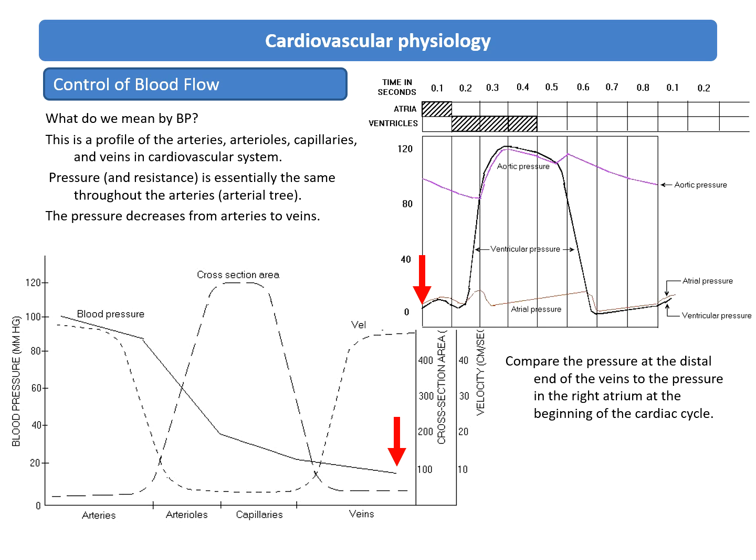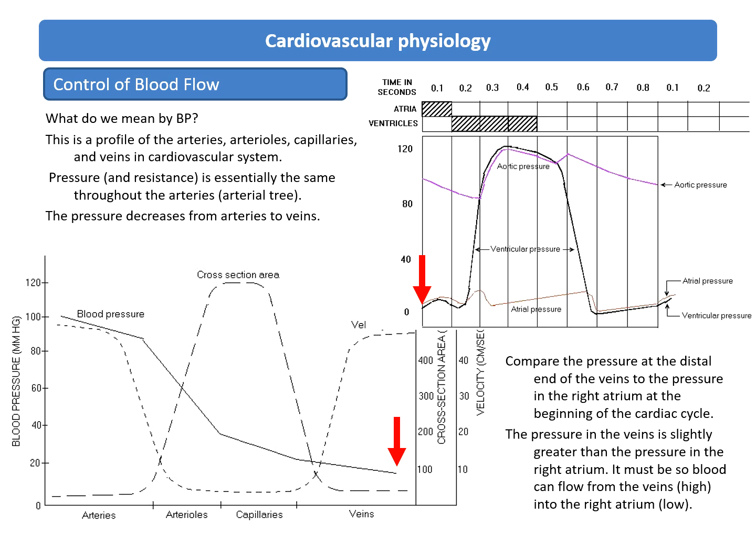Compare the pressure at the distal end of the veins with the pressure in the right atrium at the beginning of the cardiac cycle. In the distal end of the veins, pressure is maybe 15. It's around 0 at the beginning of the cardiac cycle. The pressure in the veins is slightly greater, therefore, than the pressure in the right atrium. It has to be, so the blood can flow from high to low, from the veins into the atrium.